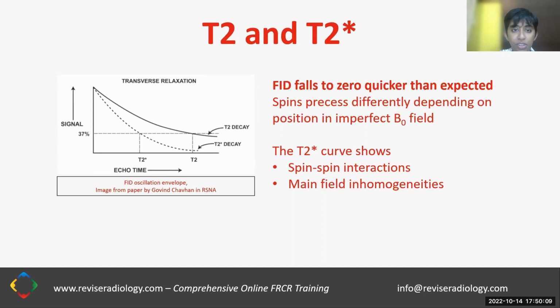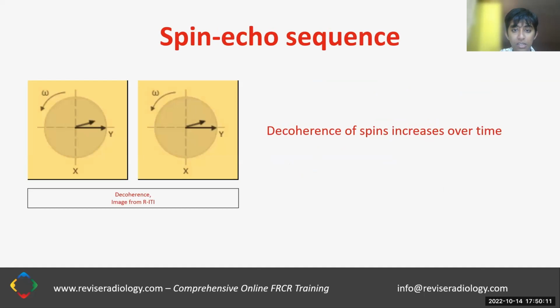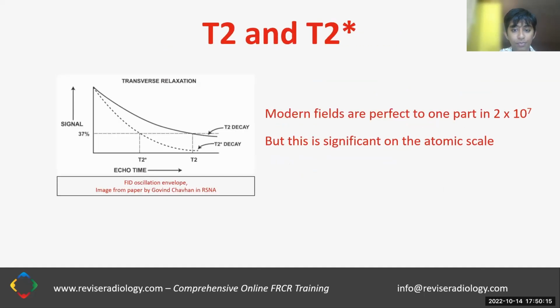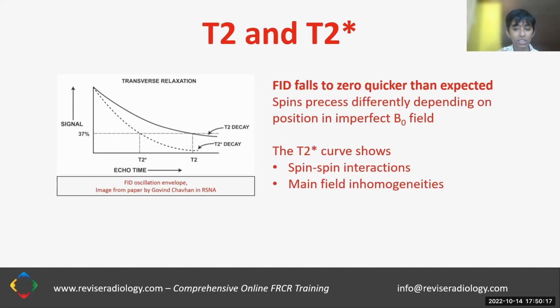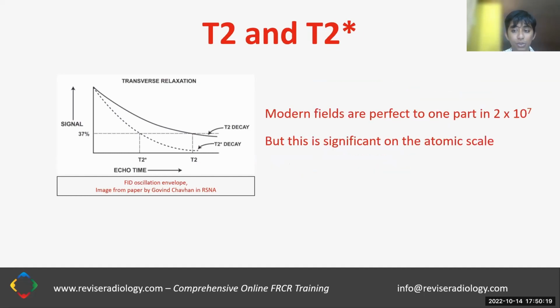Okay, so we're 50 minutes into the webinar at this point, so I will not go into the spin echo sequence right now. We'll just say that the modern fields are perfect to 1 part in 2 times 10 to the power 7, but this is significant on the atomic scale, and this causes the difference between T2 and T2 star. We'll go into the spin echo sequence, which is the difference between measuring T2 and T2 star, and we'll go into T1 relaxation in the next webinar.